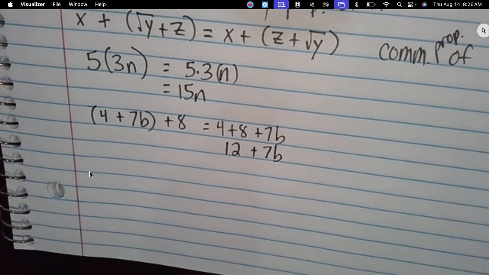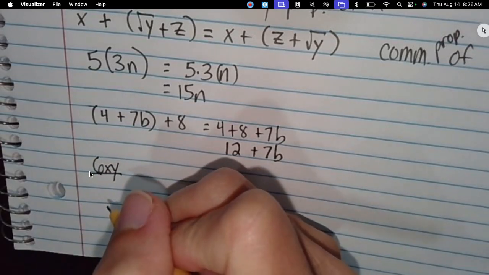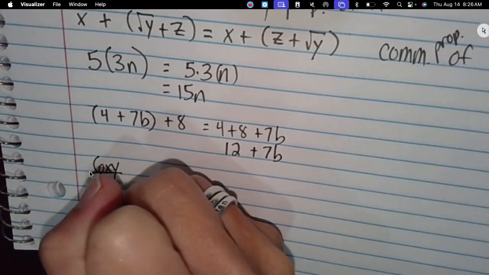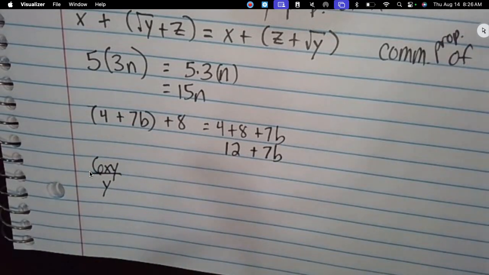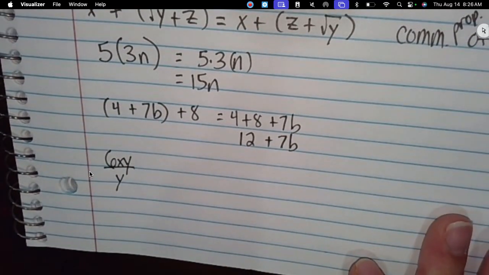Okay. This one's a little bit trickier. We actually do this way later. We'll see this again. 6xy over y. So, I'm trying to see how they do it. I'm just going to do it my way.